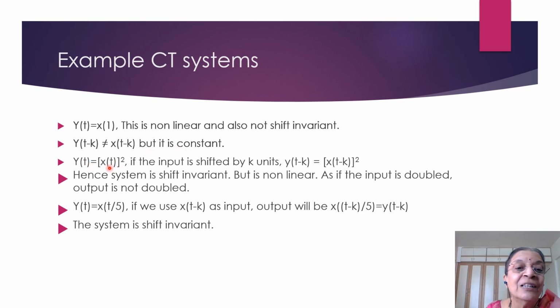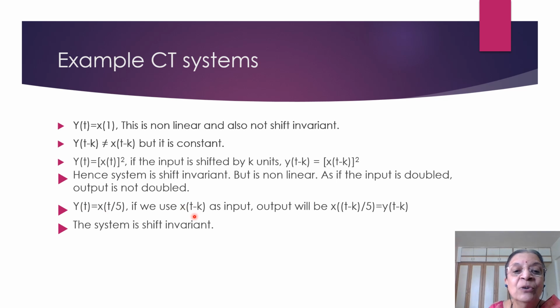Now consider y(t) is equal to x of t whole square. Now if the input is shifted by k units, what will happen? Input will be x of t minus k. What will be the output? It will be x of t minus k the whole square. So output will also be shifted by a factor of k. So in this case the system is shift invariant, but it is non-linear as we know because it is containing the square.